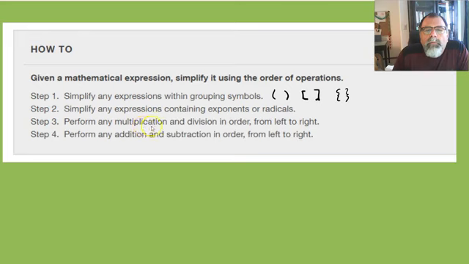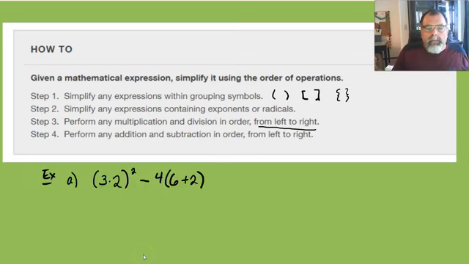And then you're going to perform any multiplication and division from left to right, as you can see right there. And then once that's done, you're going to go to the next step and do add and subtract from left to right. Okay, so let's look at example 6 from the textbook. A, we want to use order of operations to evaluate the expression.